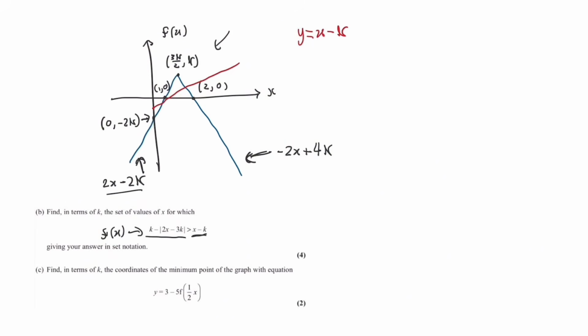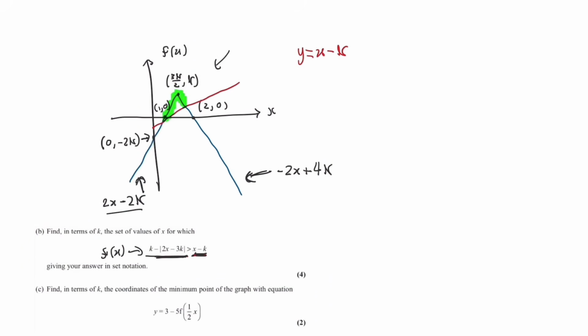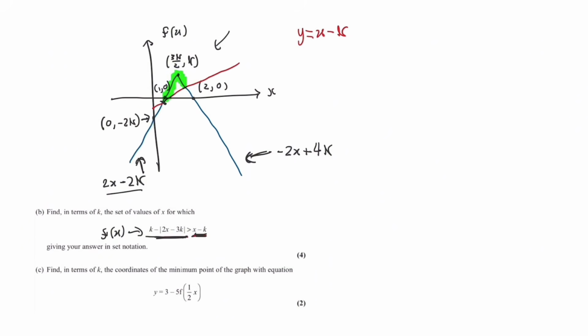And now if we think about what we're actually trying to solve, what we're saying is f of x is greater than this line x minus k. So this is saying we want to find the set of values where this equation is above this equation. So if we look at the graph, where is our blue line above the red line? Well, it's in between these values. So it's in between the 2 points where the lines intersect. So we just got to find those 2 intersection points, and then that's our range of values.